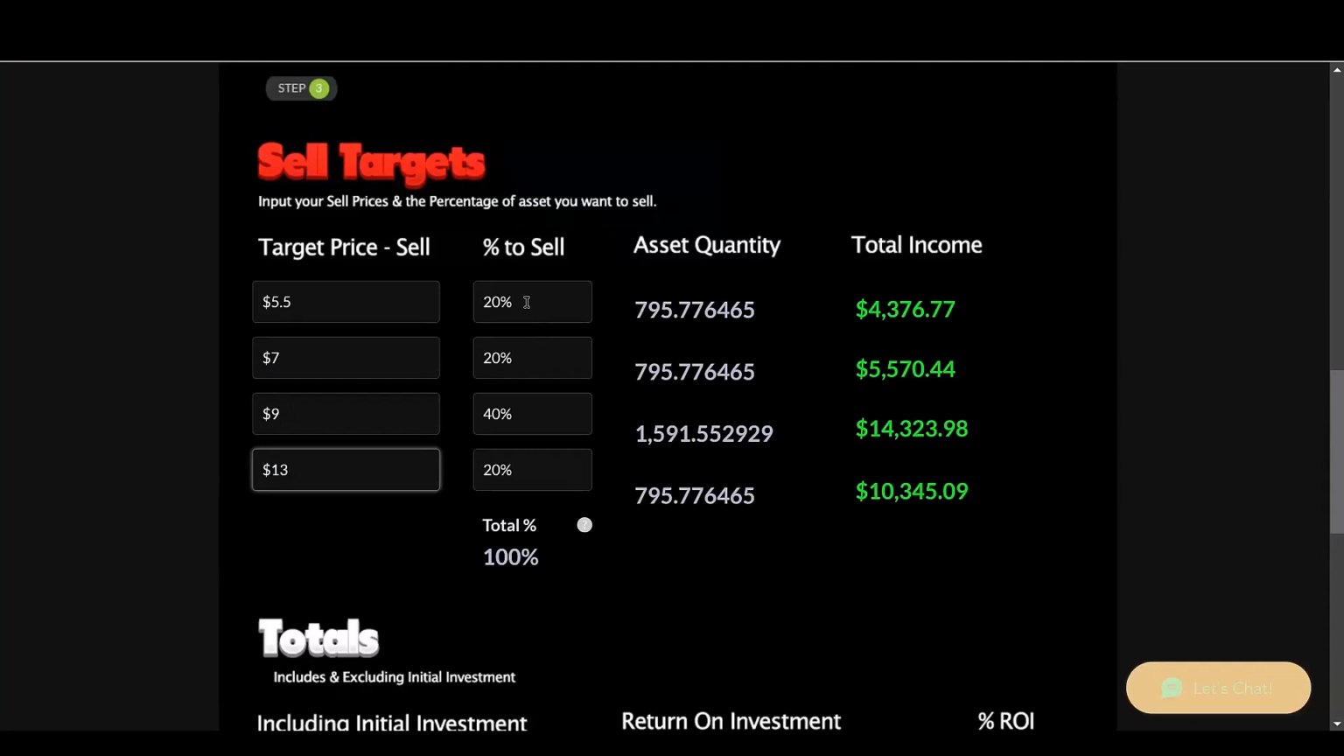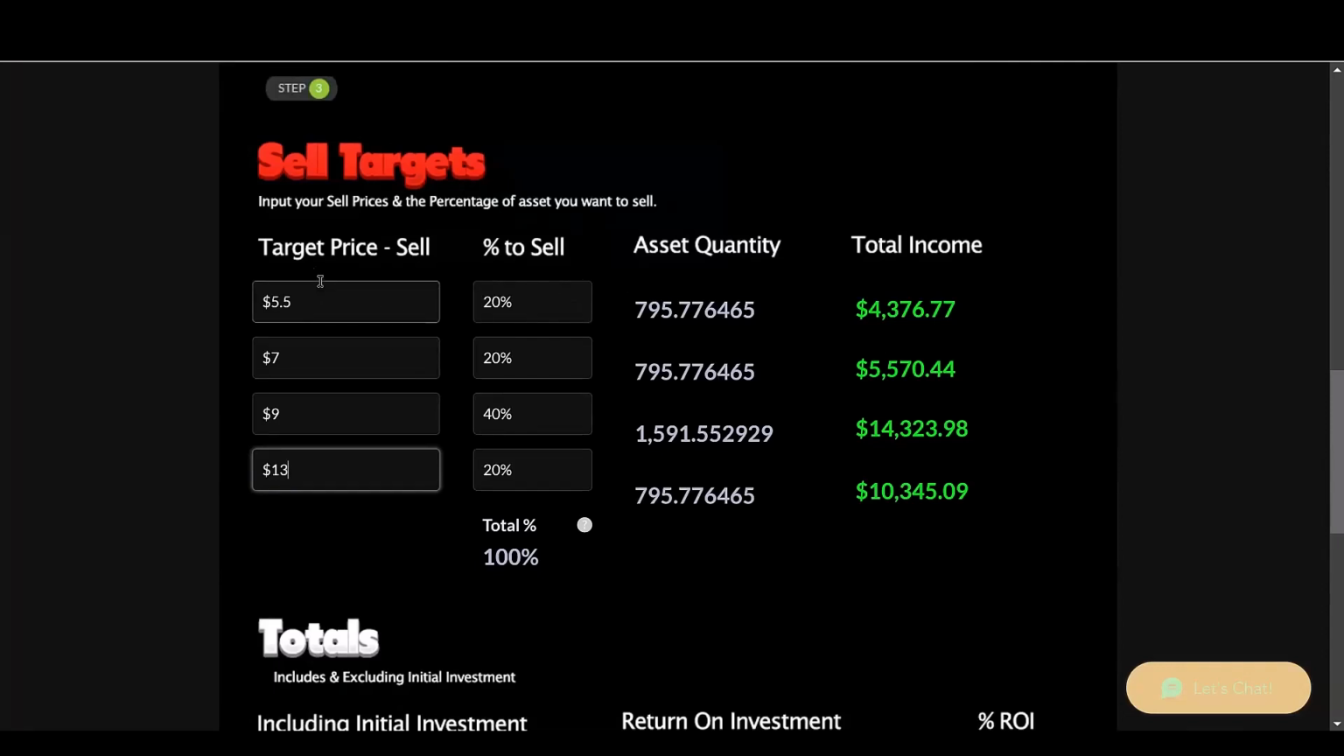We'll keep our 20, 20, 40, 20 going. We could drop it because, as you see in that first target, we've obviously got more than our initial investment back, nearly 2x it, not quite. So you could drop that down to 10%. You could play around with those percentages yourself.